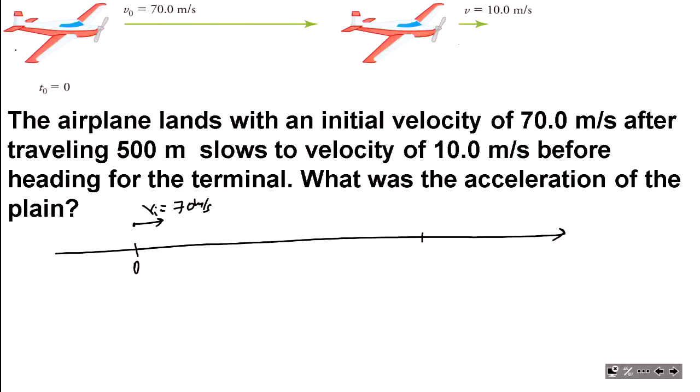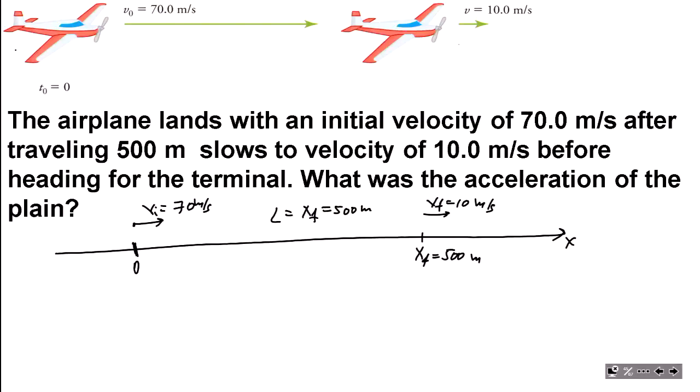And after traveling for 500 meters, the velocity becomes equal to 10 meters per second. So distance traveled will be equal to, in my situation, that final velocity, 500 meters.